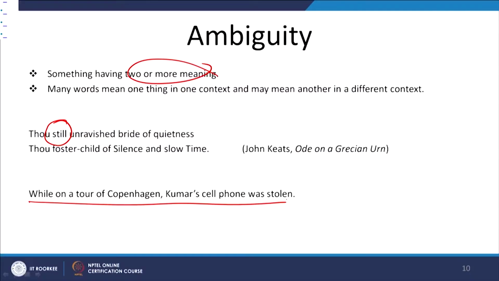Again, here is another sentence where by the use of the modifier we are obscuring the sense. "While on a tour of Copenhagen, his cell phone was stolen." So, whose cell phone? We are talking about a person's cell phone, not Copenhagen's. "While on a tour of Copenhagen, Kumar's cell phone was stolen." So, it had to be changed in order to convey the right meaning.